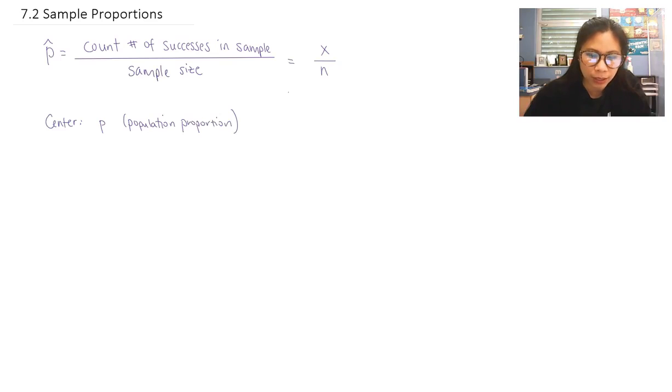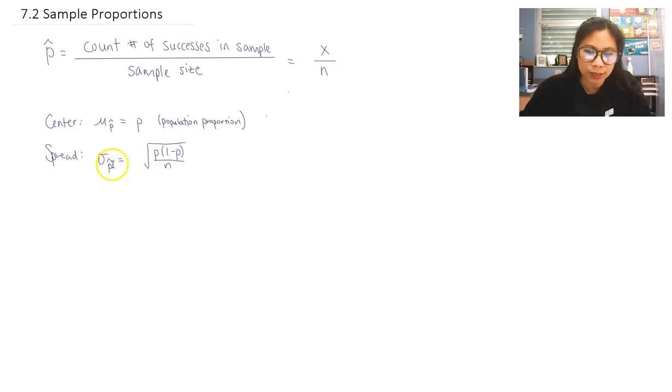And then when we talk about the spread, we talk about the standard deviation. The standard deviation of our sample proportions is going to be the square root of the population proportion p times 1 minus p, all divided by n. So the entire thing is under the square root. When we talk about the center and the spread, we're using these symbols here: the mean of the sample proportions and the standard deviation of the sample proportions p hat.